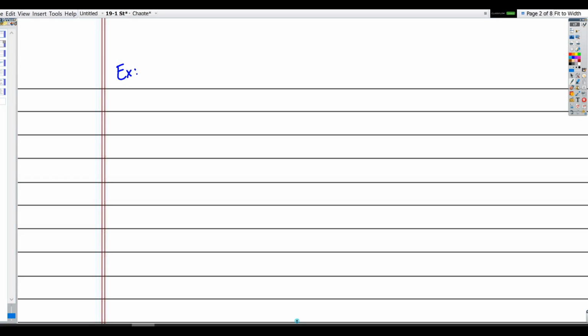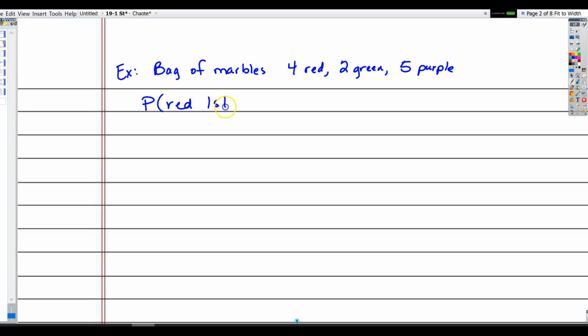Okay, now, y'all kind of stay with me. I'm going pretty quickly. We have a bag of marbles. And in that bag of marbles, we have 4 red, 2 green, and 5 purple. I want to know the probability to get a red on the first draw or selection and a red on the second selection. So I'm drawing 2 marbles essentially.